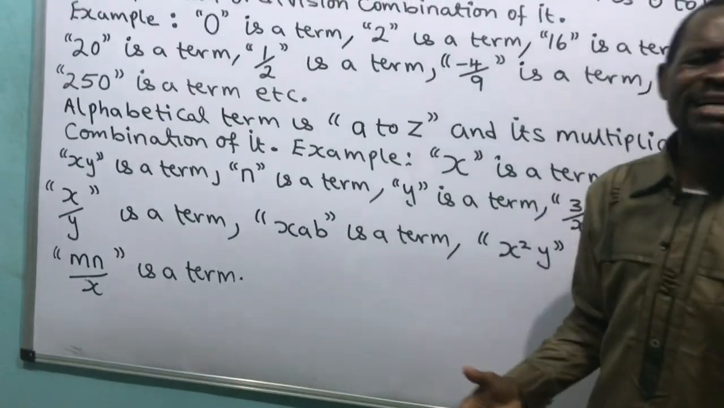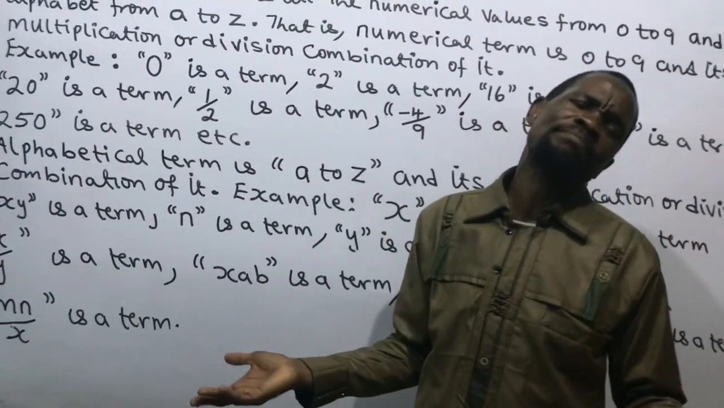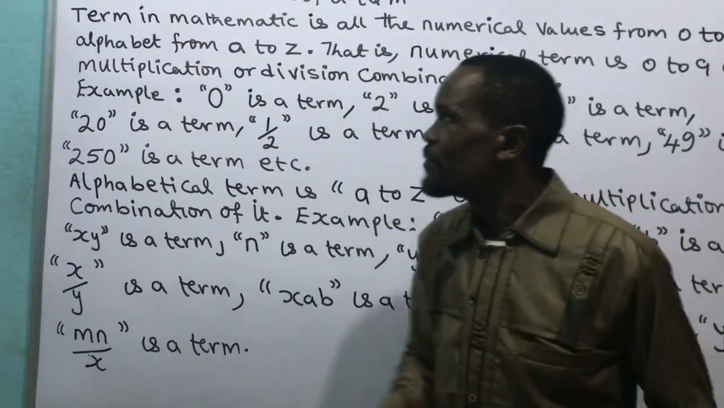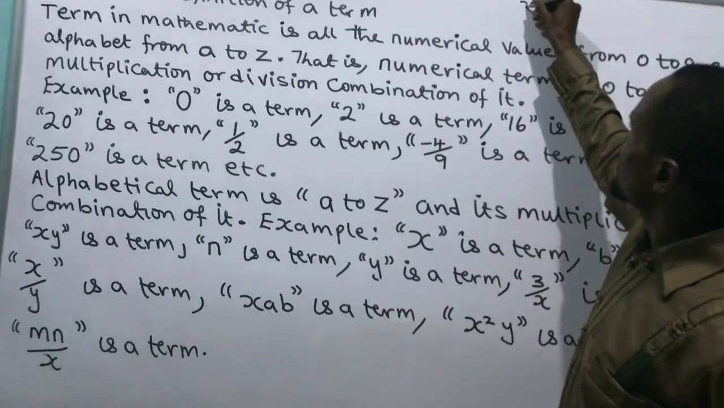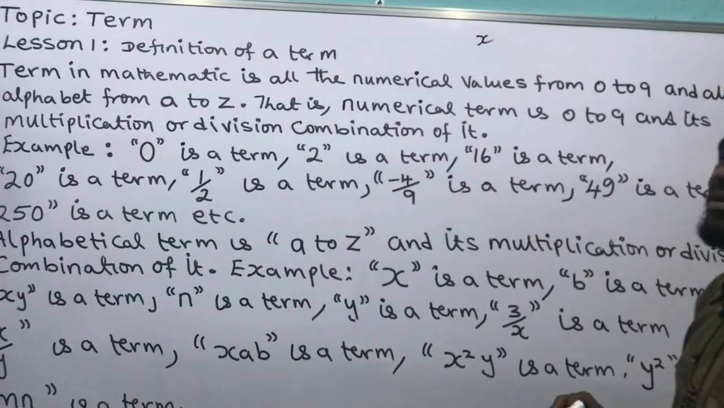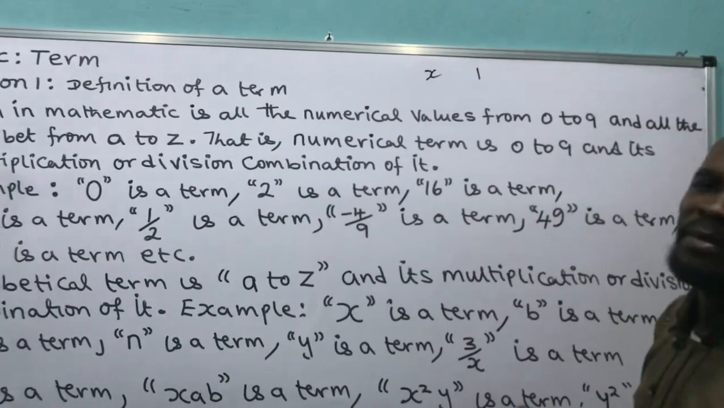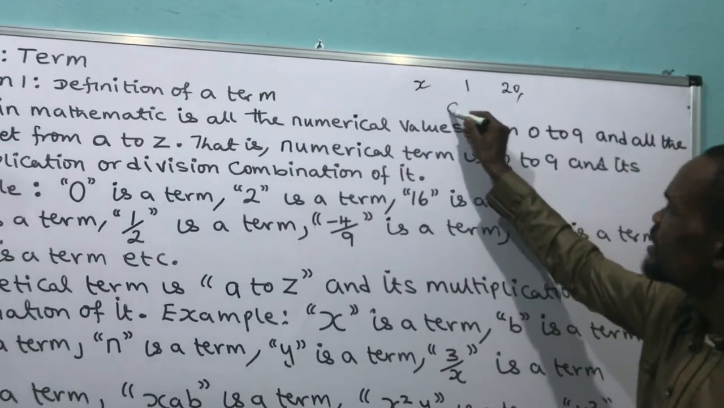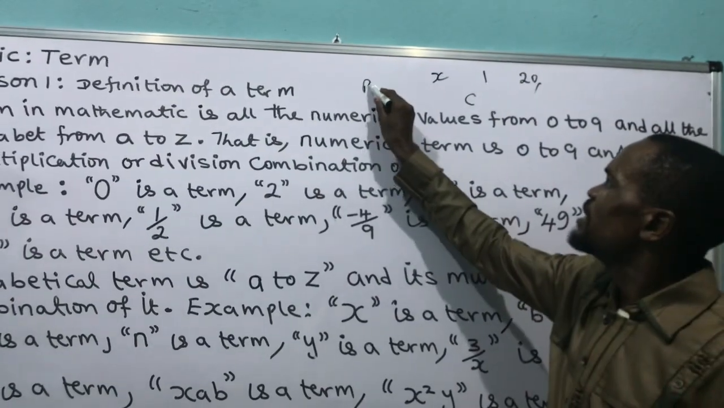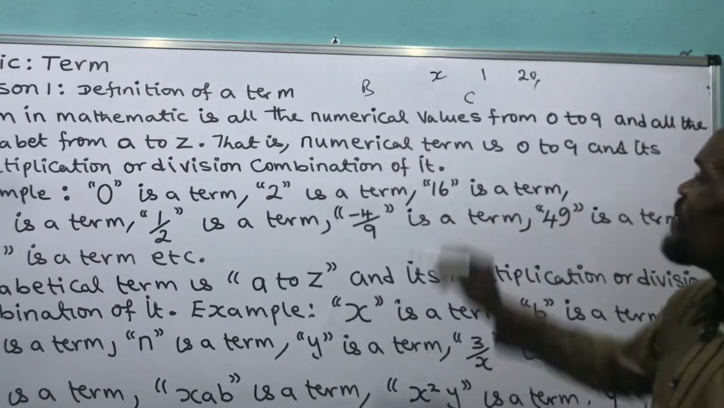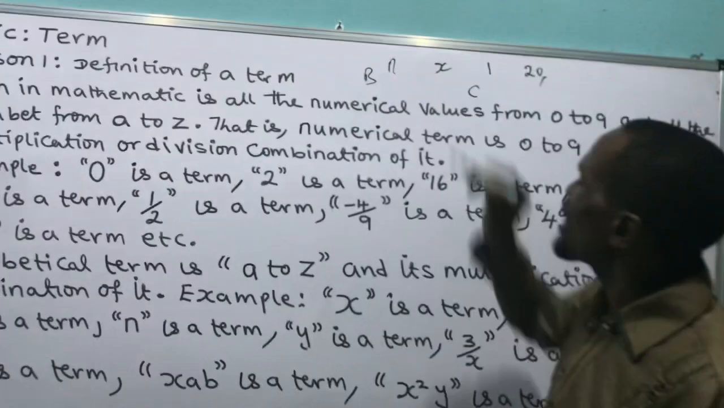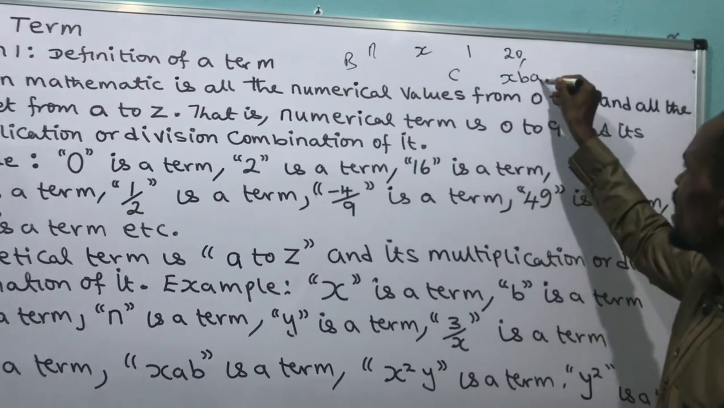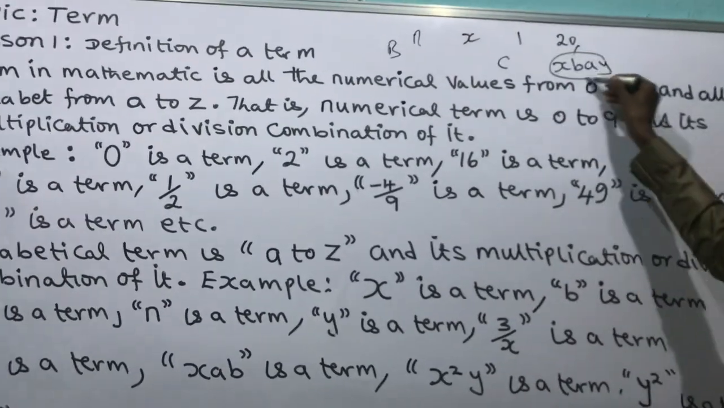We now see that anything you write in mathematics, as far as you write something in mathematics, that thing is called a term. If I write x, I have written a term. If I write 1, it is a term. If I write 20, it is a term. If I write c, it is a term. If I write b, it is a term in mathematics. If I write n, it is a term. If I write x, b, a, y, all this is one term.